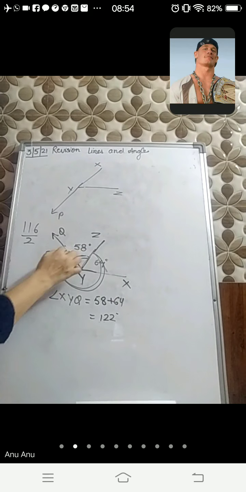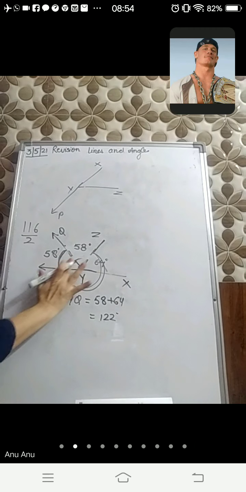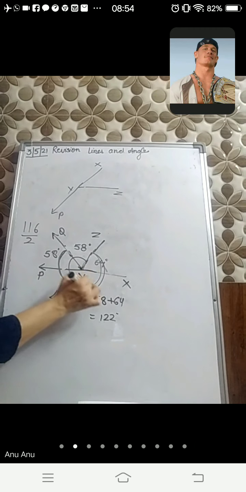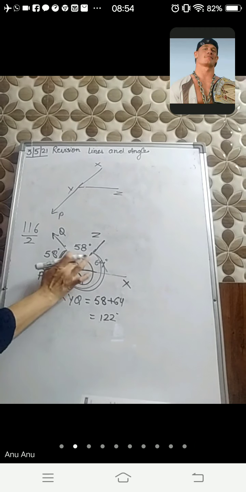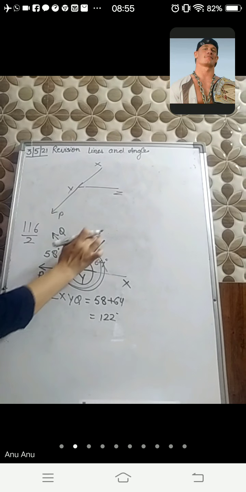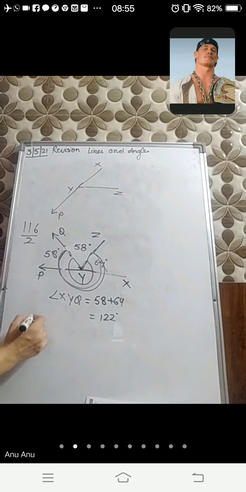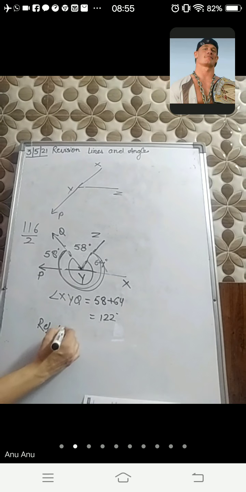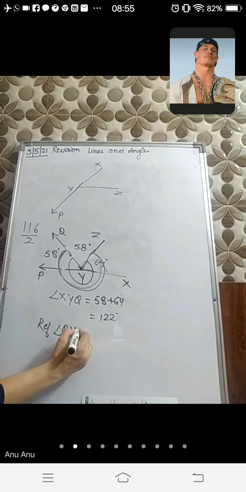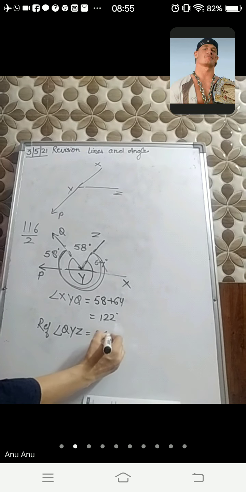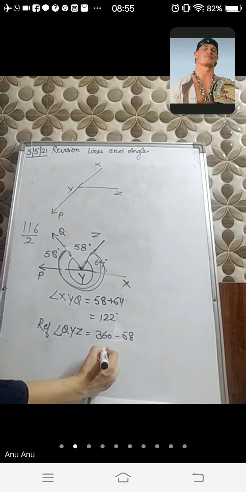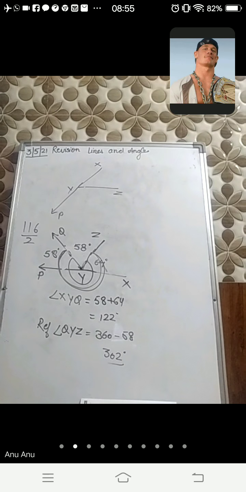As you know, this is your complete angle. So from this part, if you remove this small angle QYZ, then you will get the reflex angle. So reflex angle QYZ is 360 minus 58, that is 302. So we have got the missing two angles.